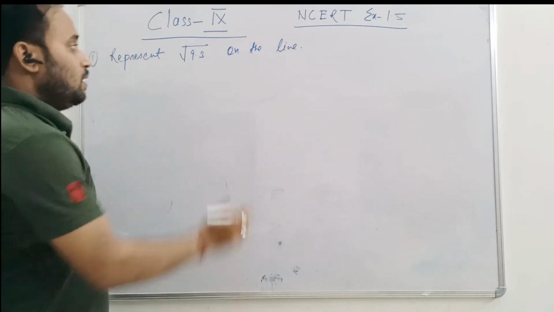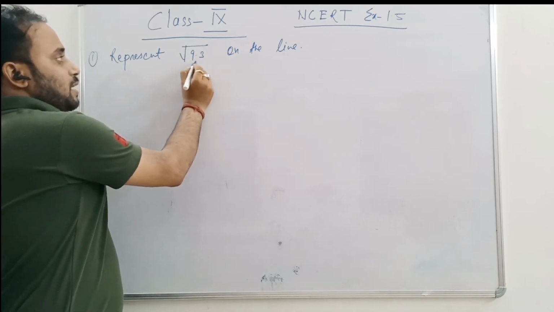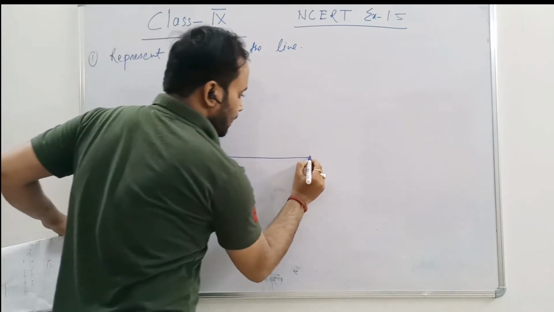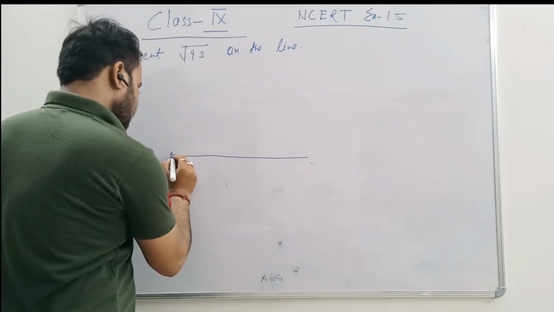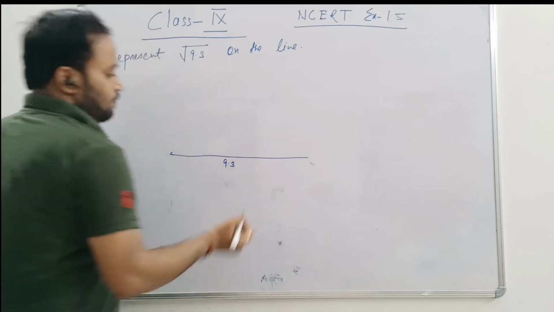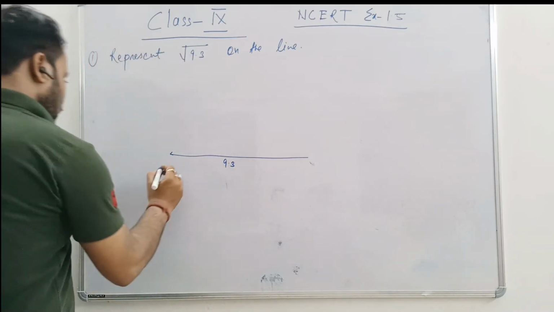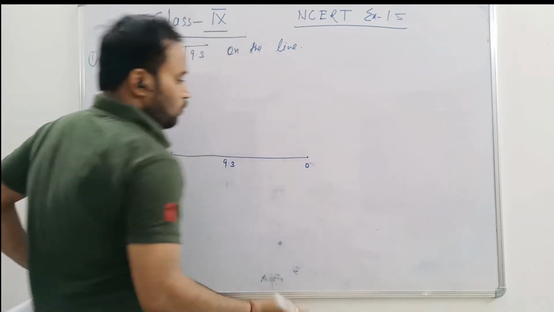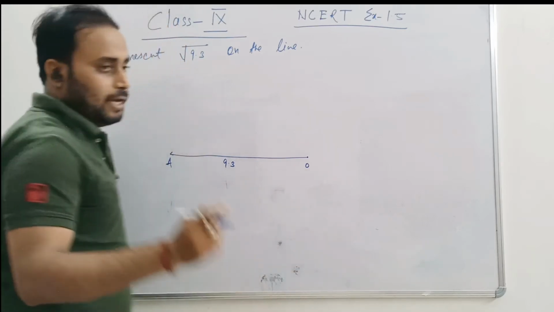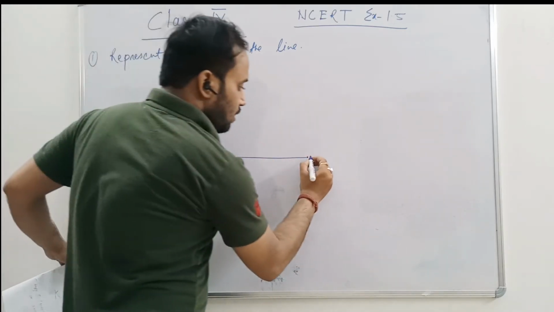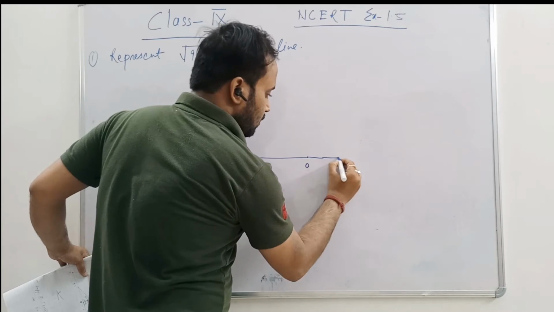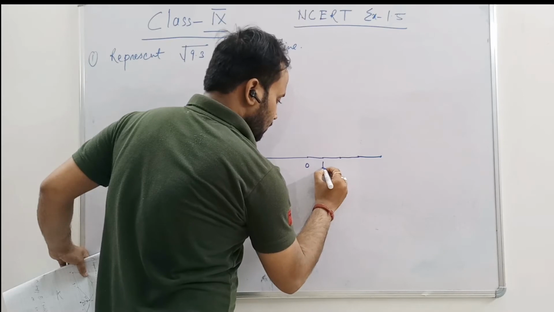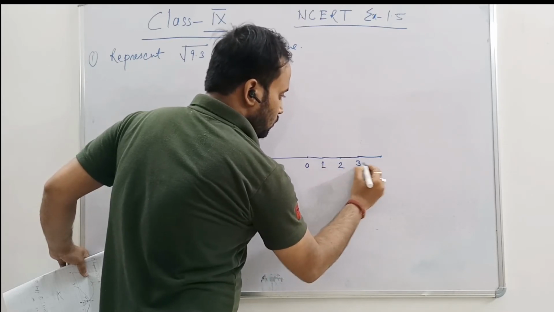See what we do. First we have to check what measurement is given. Here the measurement is 9.3. First we plot a line segment of 9.3. This is our 9.3, clear? This point is represented as A and this point is represented as O. Next we take 1 centimeter of measurement and take 1 part, 2 parts, 3 parts and 4 parts. These will represent 1, 2, 3, 4.